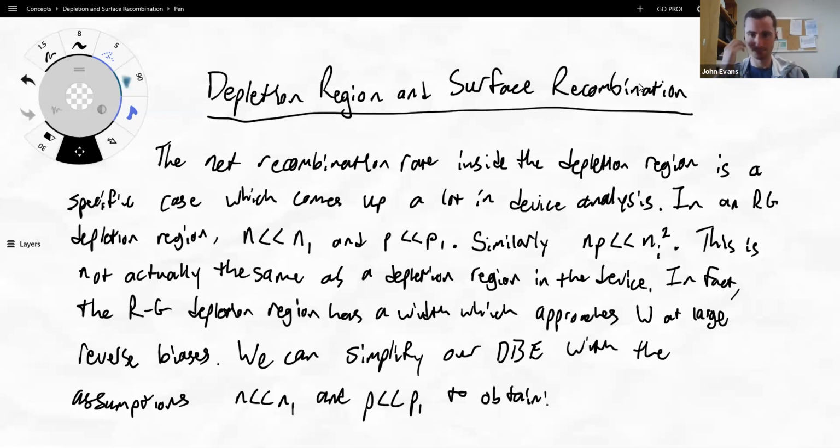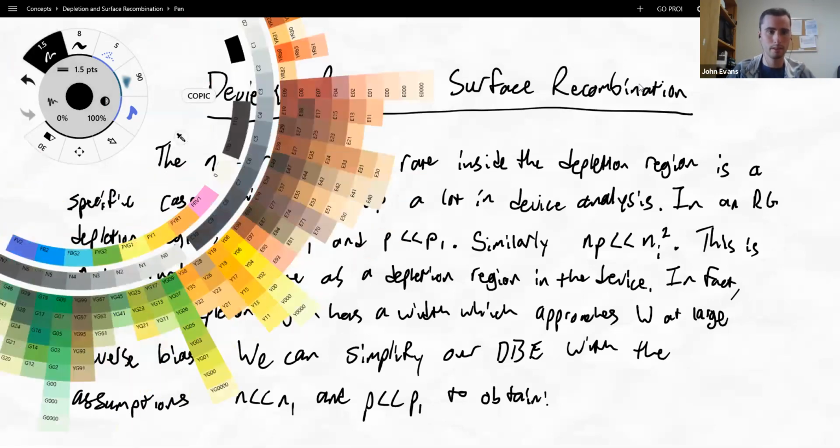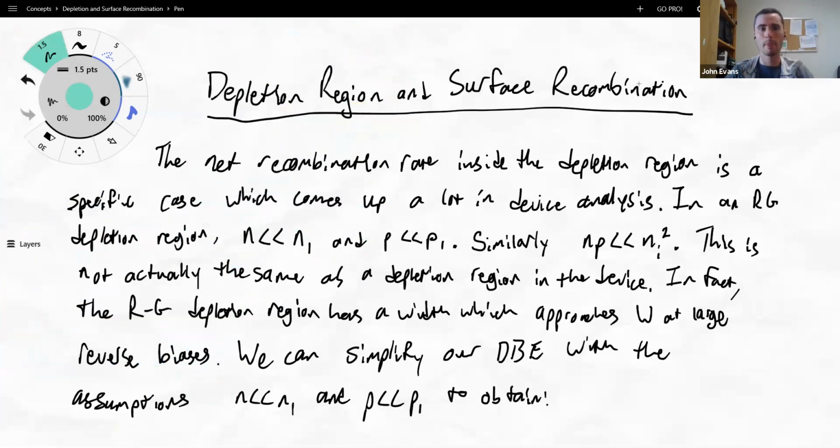So the recombination rate inside the depletion region is a specific case which comes up in device analysis. We have to define what we call the recombination generation depletion region, which is when the concentration of electrons is much, much less than what we might expect them to be in the ordinary situation.